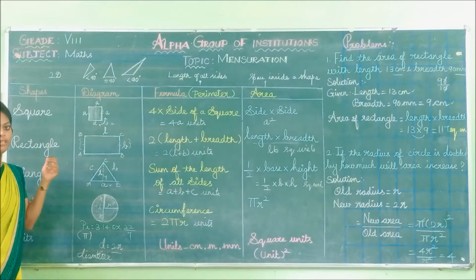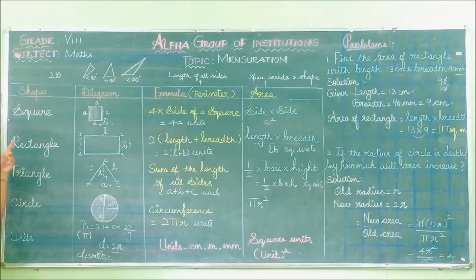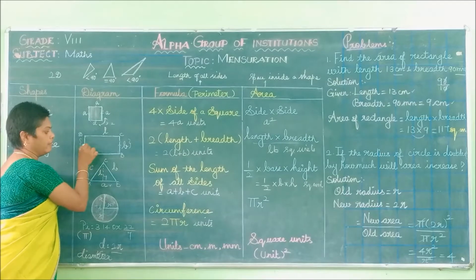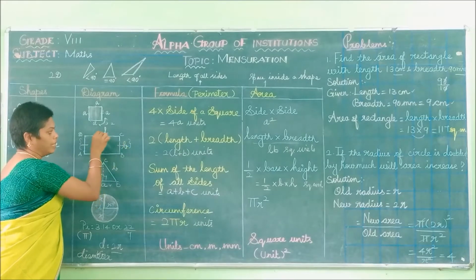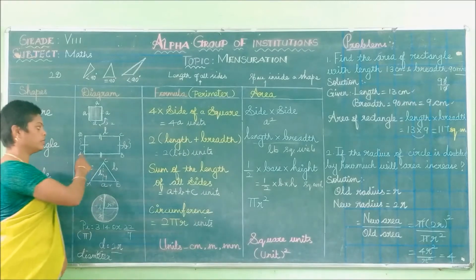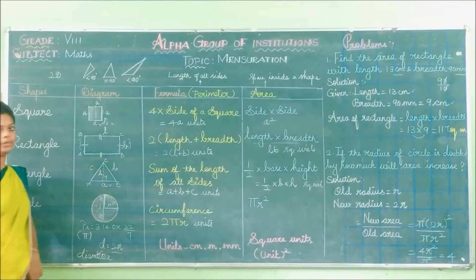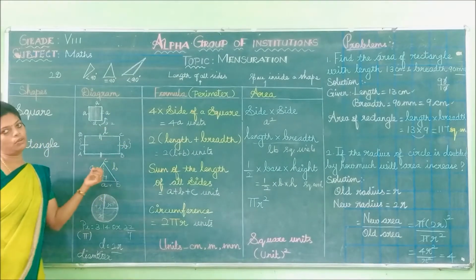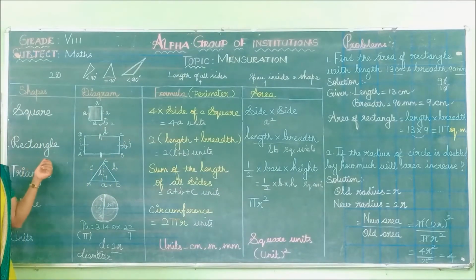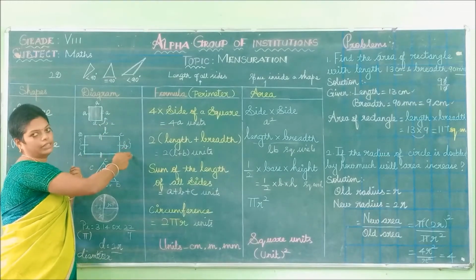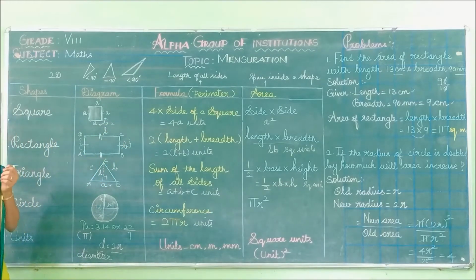Let's move on to the next one, rectangle. In a square, 4 sides are equal. For a rectangle, opposite sides are equal. These are the opposite sides, and these sides will be equal. So left is similar to right and top is similar to bottom. That is a rectangle. For a rectangle, we give the measurements as length and breadth.